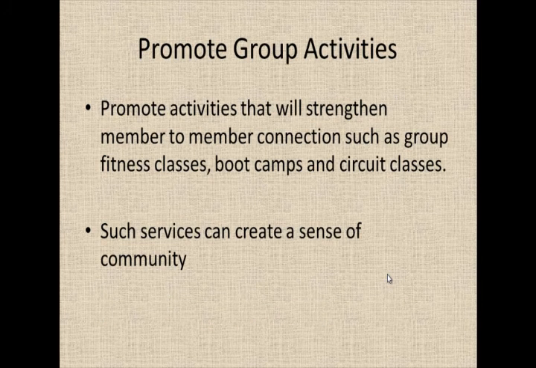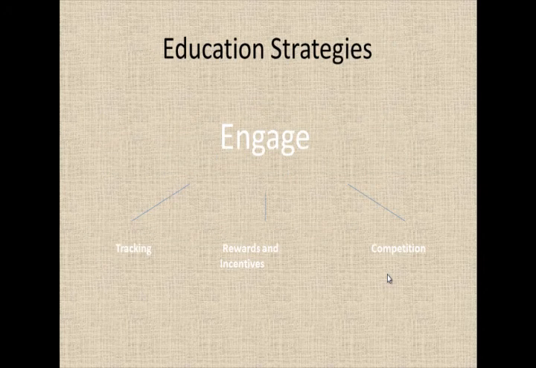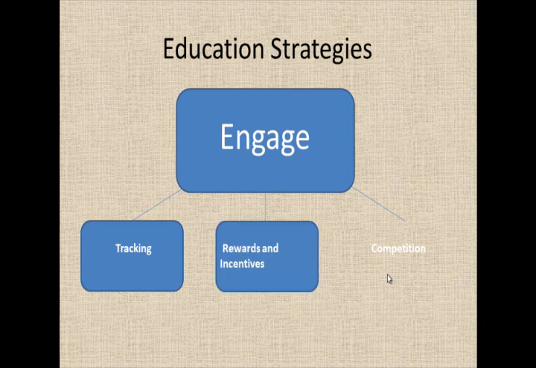We also want to promote group activities. So promote activities that will strengthen member-to-member connection, such as group fitness classes, boot camps, and circuit classes. Such services can create a sense of community, and it allows members to meet other members, make friends, and obviously have that sense of community also. So that is our social aspect or member-to-member connection.